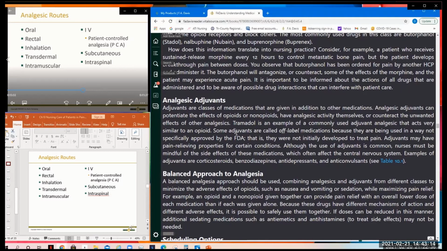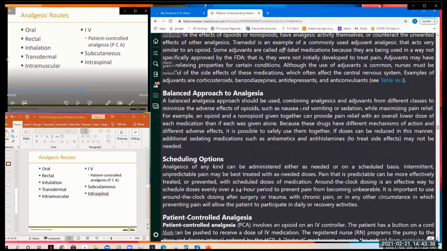Although the use of adjuvants is common, nurses must be mindful of the side effects of these medications, which often affect the central nervous system. Examples of adjuvants are corticosteroids, benzodiazepines, antidepressants, and anticonvulsants. See Table 10.1.